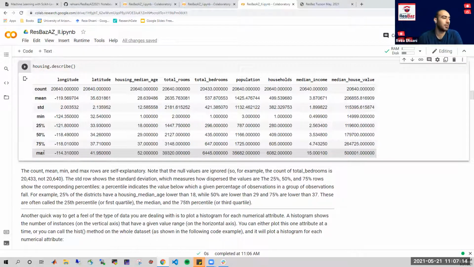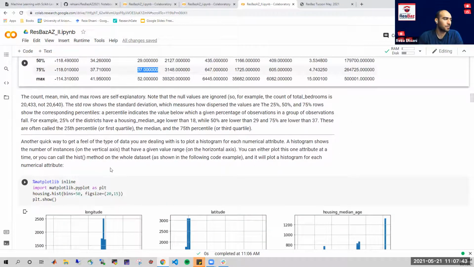The percentile, as you probably know, indicates the value below which a given percentage of observations in a group of observations fall. For example, the 25th percentile indicates that 25% of districts have a housing median age lower than 18 here, while 50% are lower than 29 and 75% are lower than 37. These are often called the 25th percentile, median, and 75th percentile.